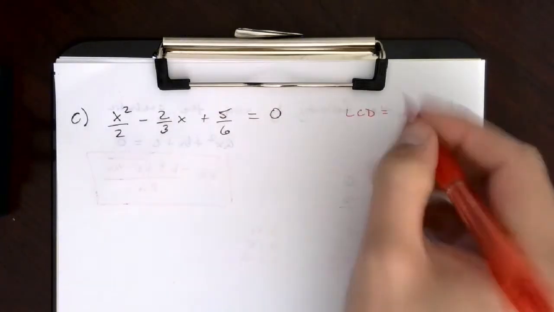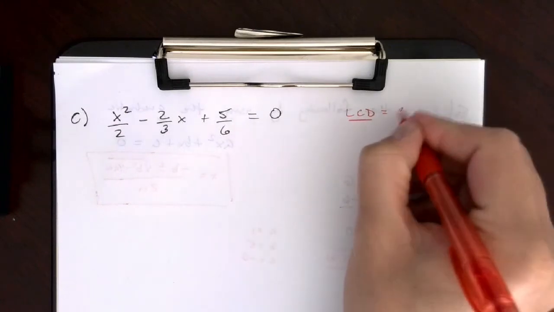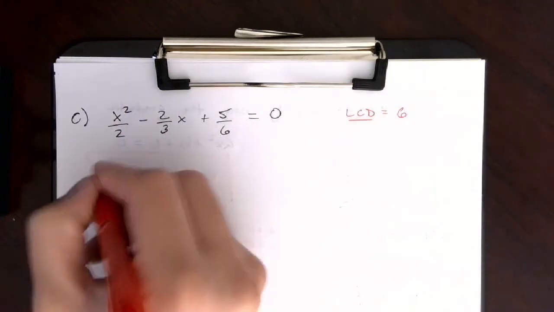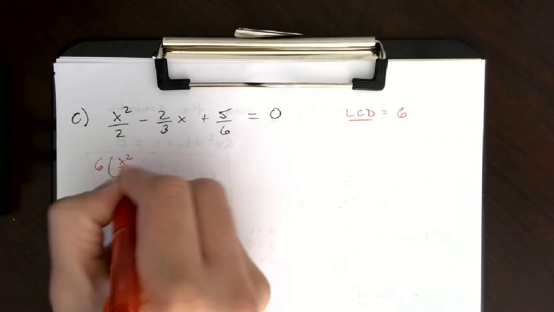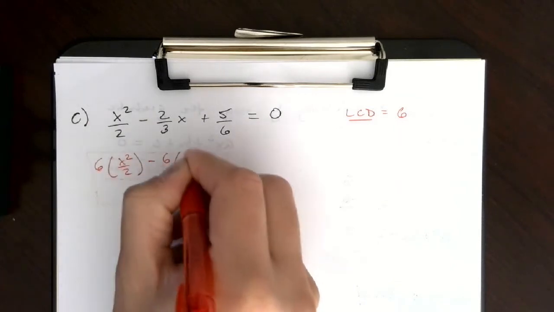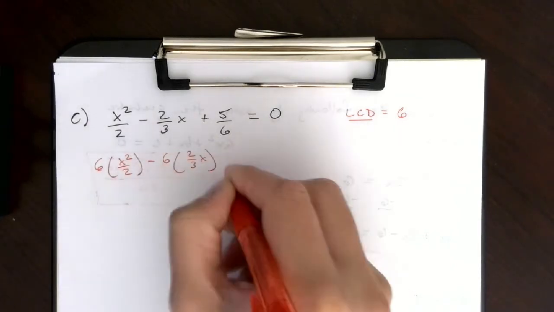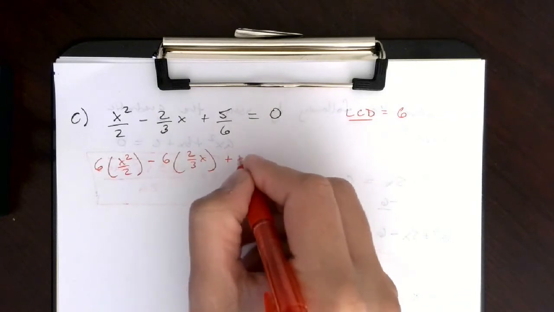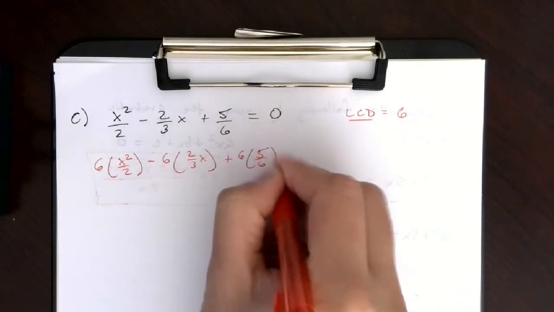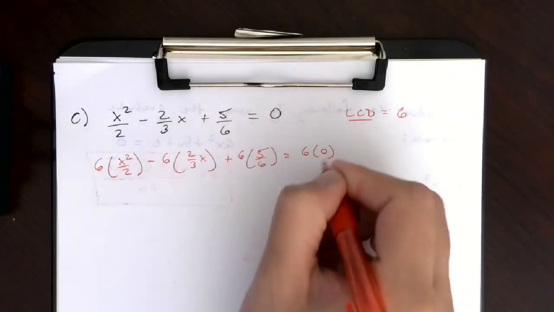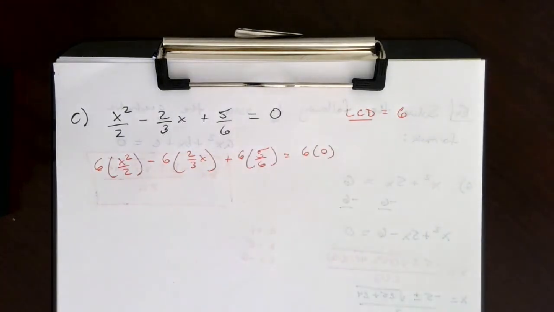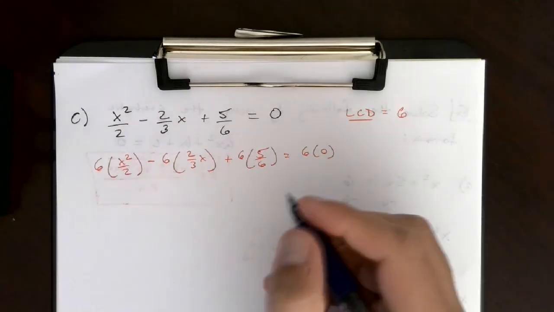Well, 2, 3, and 6, the least common denominator, is 6, and you multiply 6 to every term. So I have 6 times x squared over 2 minus 6 times 2/3 x plus 6 times 5/6 is equal to really 6 times 0. It'll be 0, but you should still show it because that's what keeps it balanced. You're doing it to every term on both sides.